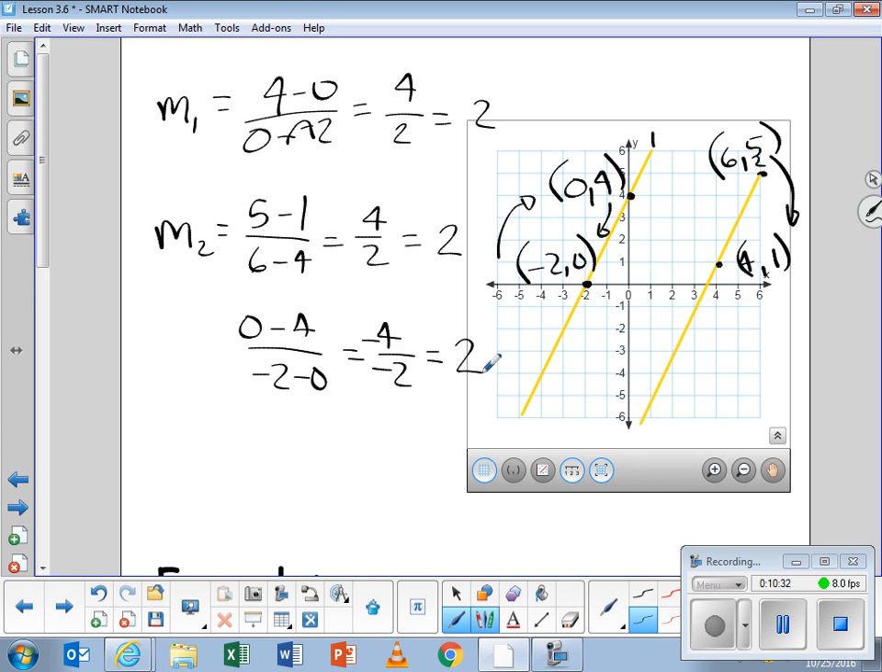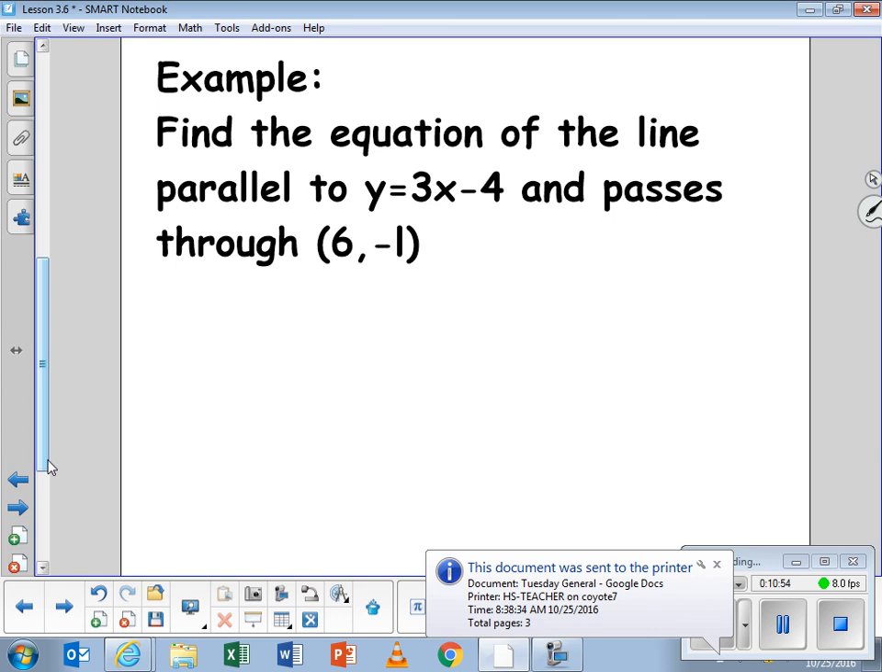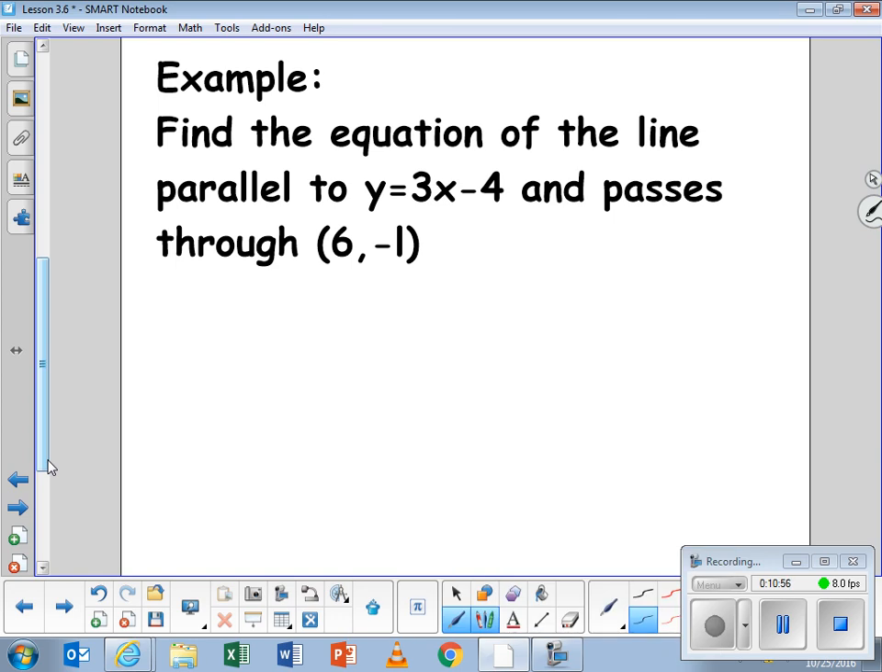Okay? I'm going a little fast on that, wrapping it up. If you have questions you don't want to voice in front of the class, make sure you talk to me about it later. But anyway, in this case, the slopes are the same, so what's that mean about my lines? They're parallel. Okay? So now, find the equation of the line that is parallel to y equals 3x minus 4 and passes through the point (6, -1).